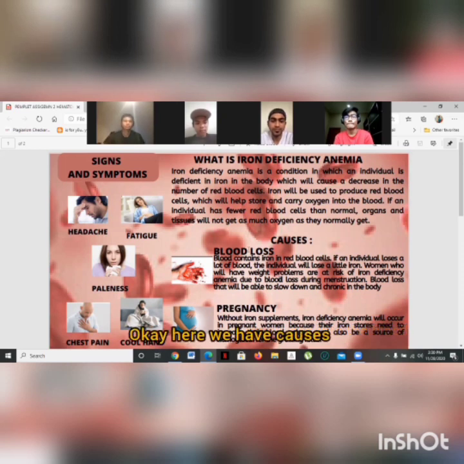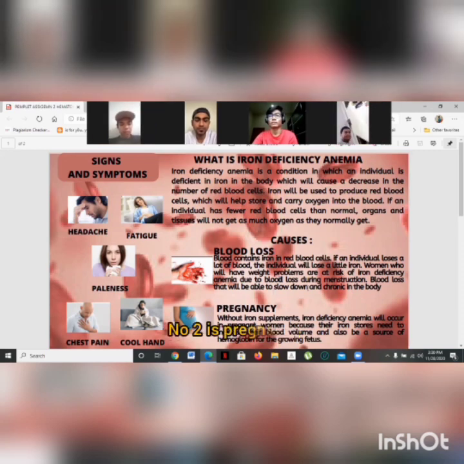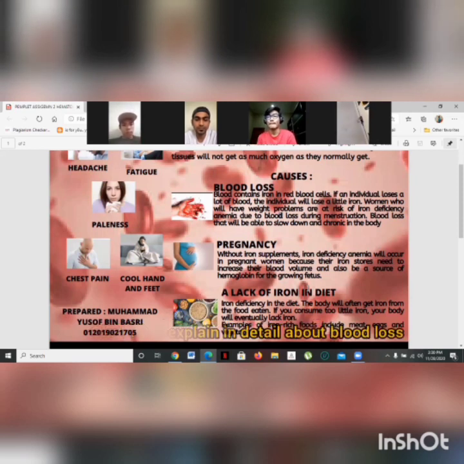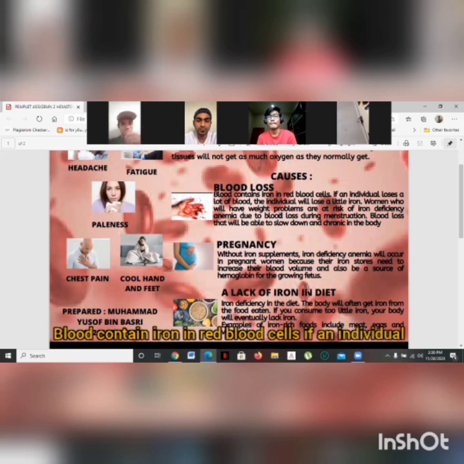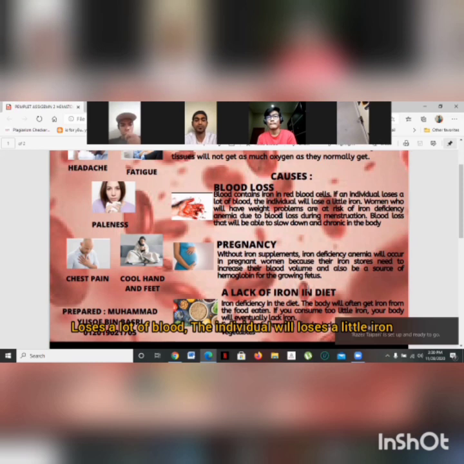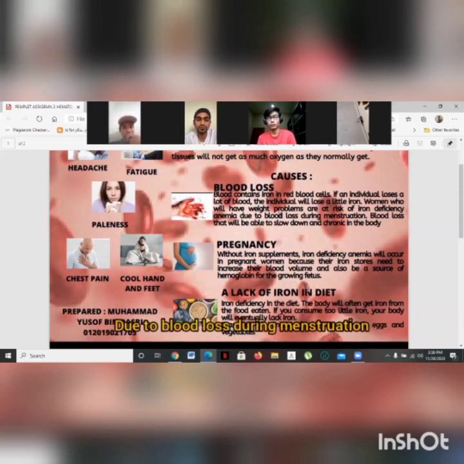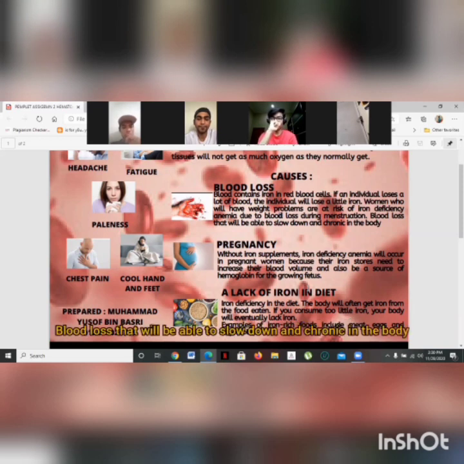Here we have the causes. We have three causes. Number one is blood loss, number two is pregnancy, and number three is a lack of iron in the diet. I will explain blood loss in detail. Blood contains iron in red blood cells. If an individual loses a lot of blood, the individual will lose iron. Women who have heavy periods are at risk of iron deficiency anemia due to blood loss during menstruation. Blood loss can also be slow and chronic in the body.